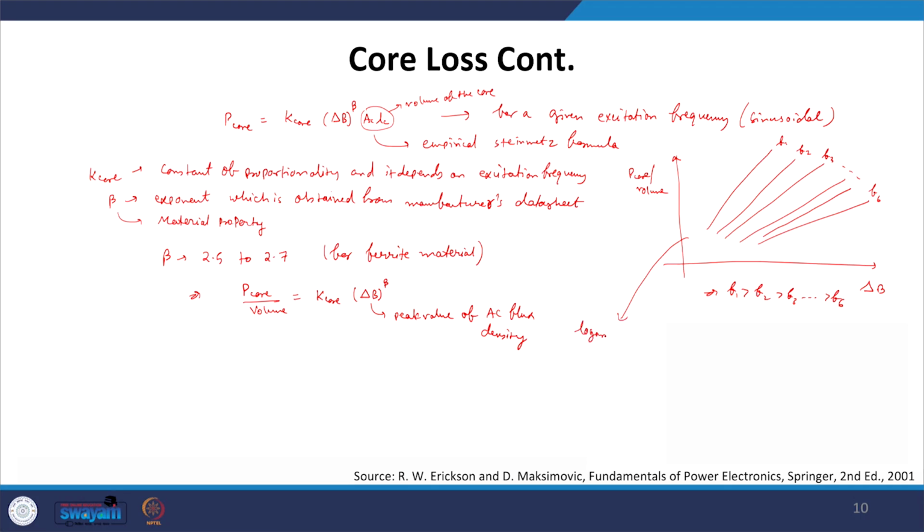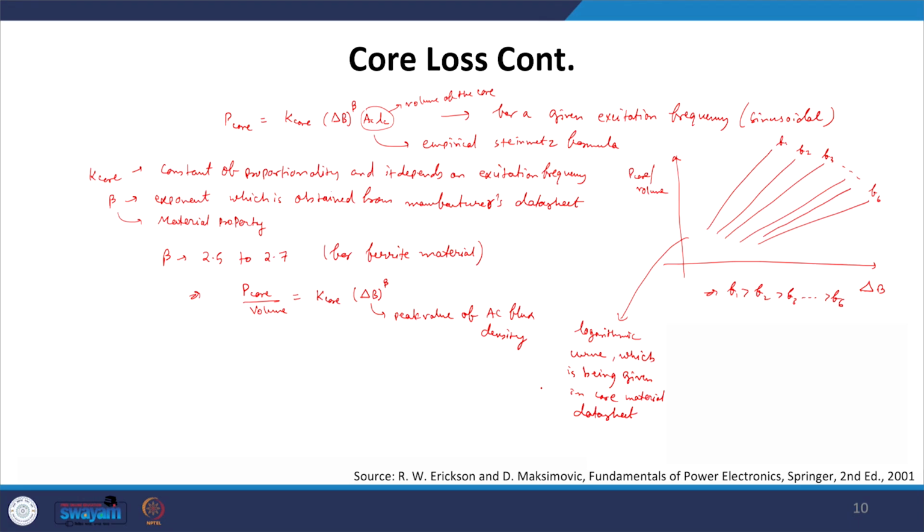The logarithmic curve, it is the logarithmic curve which is given in the core data sheet. That means the core material data sheet will generally provide this core loss per unit volume versus delta B curve. Now depending upon the chosen core, the volume can be obtained, and from there we can roughly predict the core loss which is happening in the required core material.